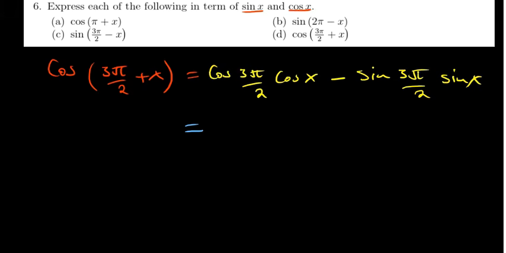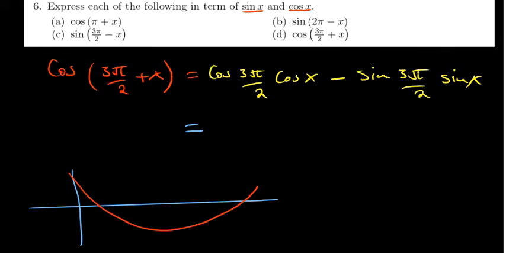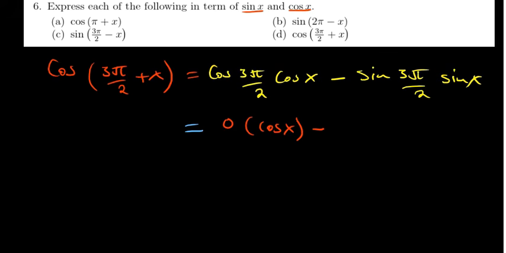Cosine 3 pi over 2 is a 0. If you go to a cosine graph, which starts from a 1, so pi over 2, pi, 3 pi over 2, and then 2 pi. So it's a 0, minus sine of that. Is it a negative 1 or a 1? I think it's a negative 1.